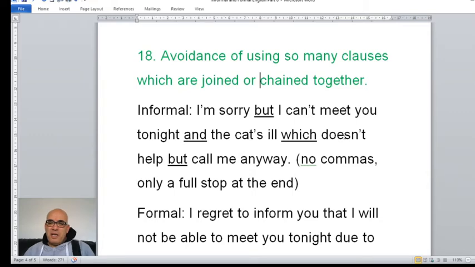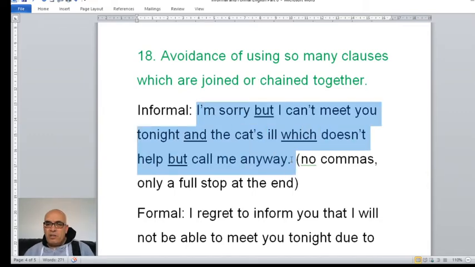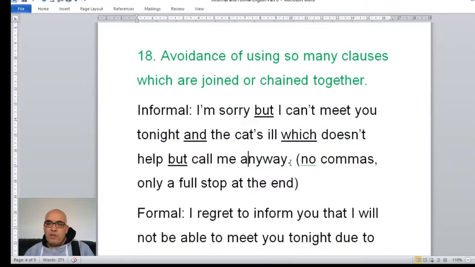So all this, as you can see, has no commas from here to here. I don't use any commas, only one stop at the end. So I'm putting many sentences joined together, if you want, many clauses joined together, and we only have one full stop, and this is weak structure, weak English, but it is used in informal speaking.